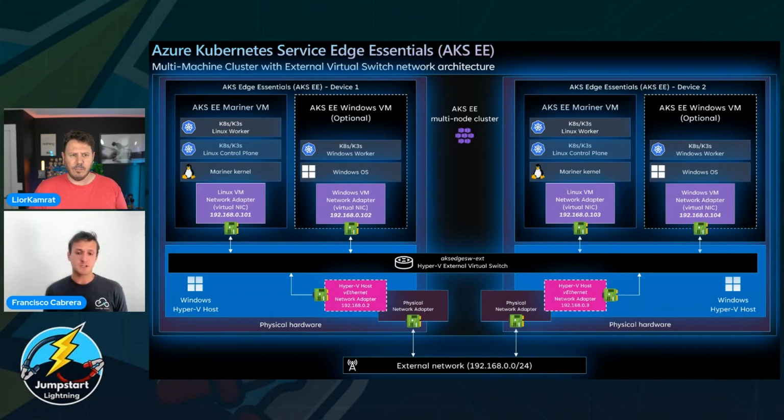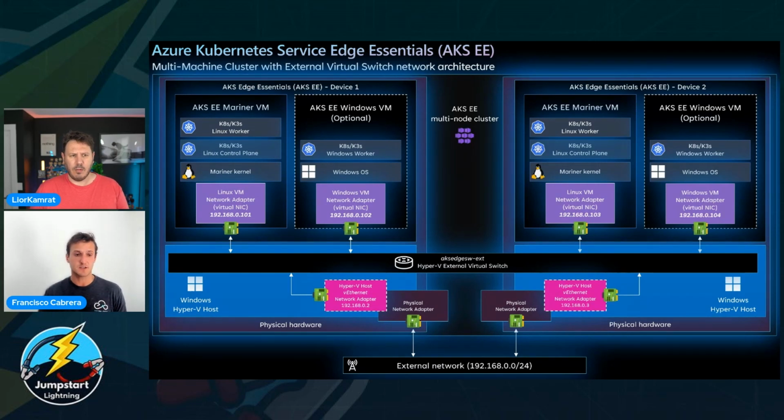Cool. So as you can see here, device number 2 on the right is the same. You have your virtual network adapter for the host OS, then a network adapter for the Linux VM with the IP address that we're setting, and then the Windows VM with another network adapter. That's basically the networking aspect when we're doing an external virtual switch on scalable clusters. So now let me recap all what we're seeing.